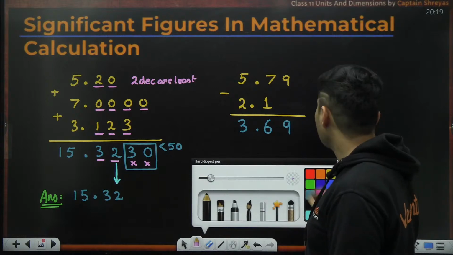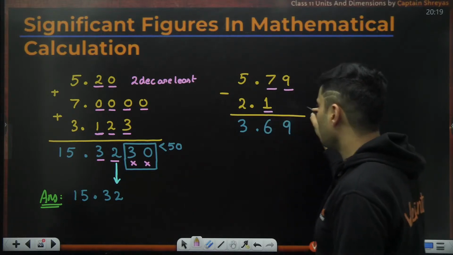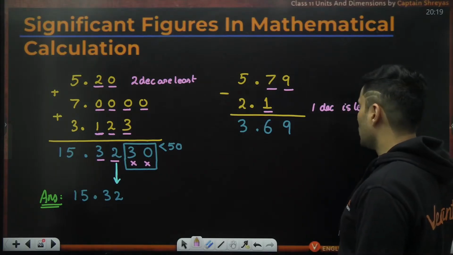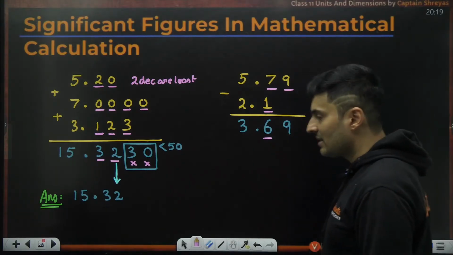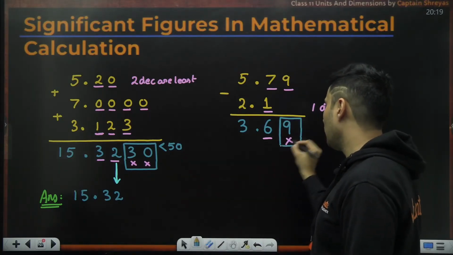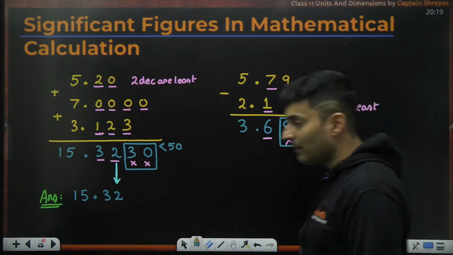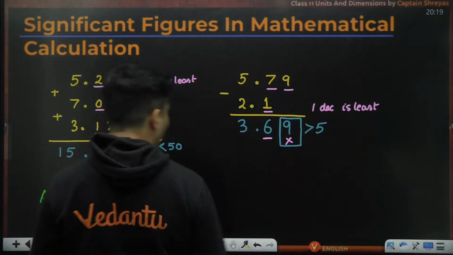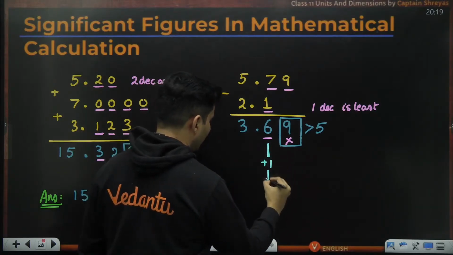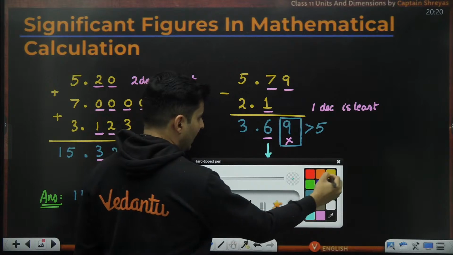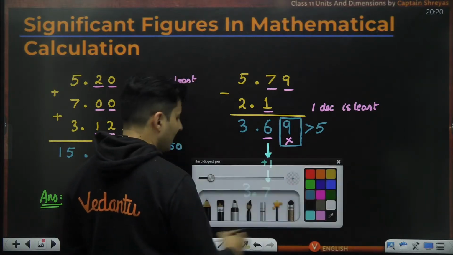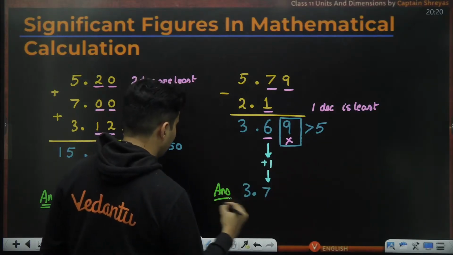Over here, as you can see, this has 2 decimal places. This has 1. So 1 decimal place is basically the least. So the final answer should also have 1 decimal place. So this should technically not be there. If I want to get rid of the number 9, which is more than the number 5, obviously I should take the previous digit and add 1 to it. So the final answer for this particular thing will be 3.6 plus 1, which is 3.7. So that is your final answer.